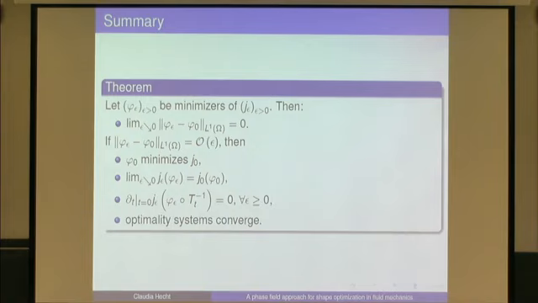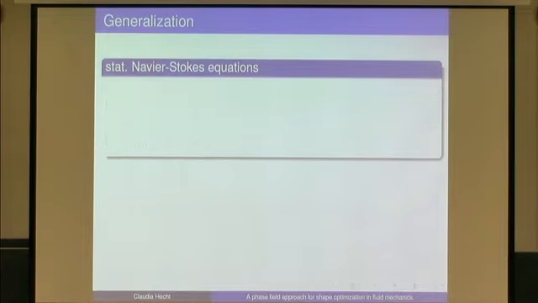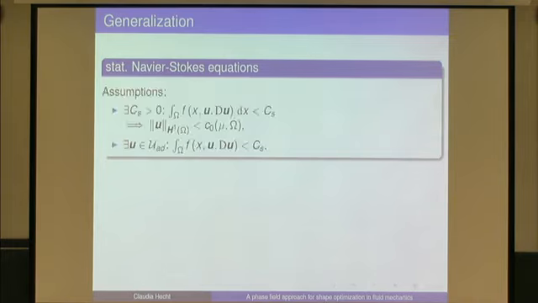And now you may ask, maybe this is possible because you have the Stokes equations, which are somehow the easiest equations in fluid mechanics. But actually you can also generalize this to different models in fluid mechanics, like the stationary Navier-Stokes equations, so nonlinear state equations where you have non-unique solvability. And under some suitable assumptions, you can, roughly speaking, show the same results as before. You just have to assume something on the objective functional because of the non-uniqueness.